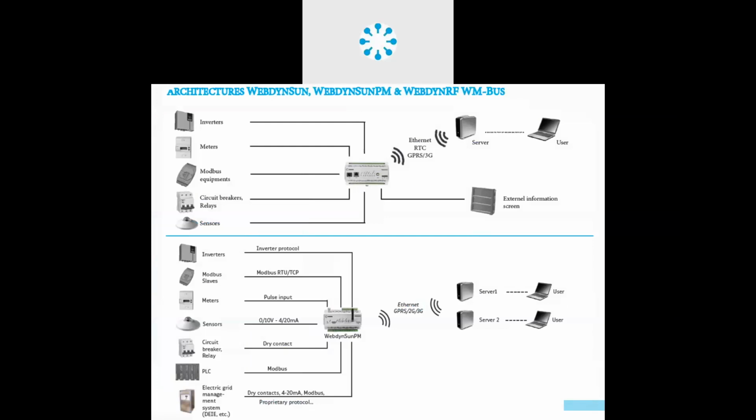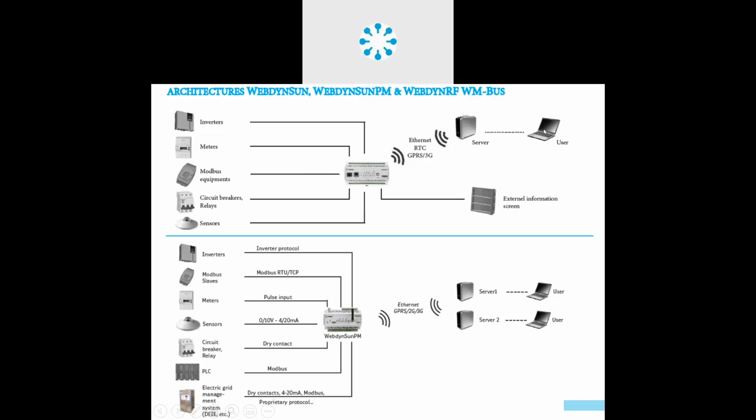The position in the system architecture, how Webdyn and how Webdyn PM are placed, is almost similar in 90% of the cases. You have inverter-based protocols, you have meters, you have any Modbus device, you have circuit breaker status or relay status to be known, you have sensors with analog entries. All these are collected and processed in particular data file formats and sent to the server with the help of internet connectivity or GPRS. And then you have the web portal applications to view deeper analytics and GUIs.